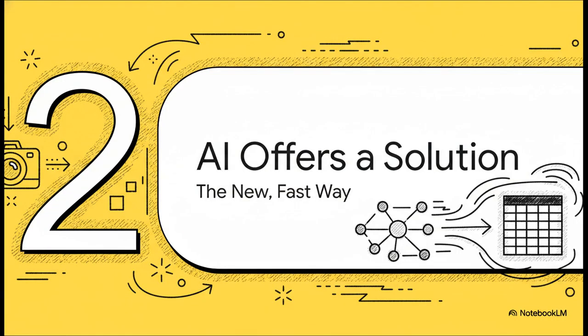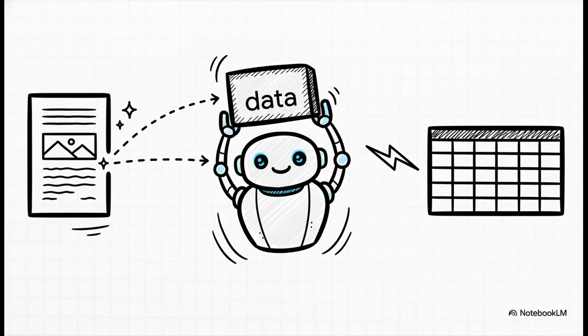Well, there is. And it's all thanks to AI. This is the new, fast, and frankly much smarter way to solve this exact problem. See, instead of you doing all that grunt work, you can now get an AI tool to do the heavy lifting for you. It can literally look at the image, figure out the rows and columns, and just pull all the data out for you. And it does it in seconds.